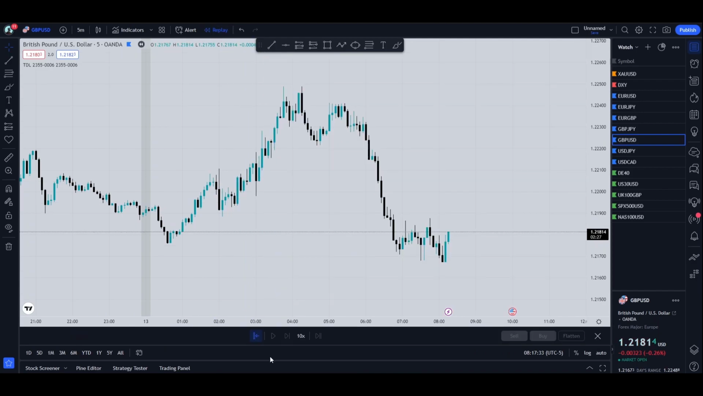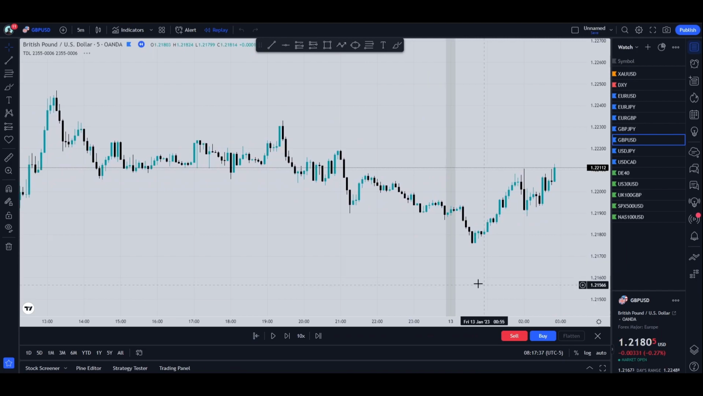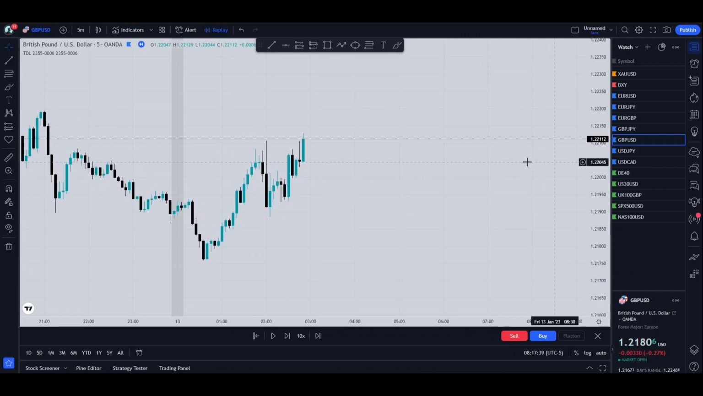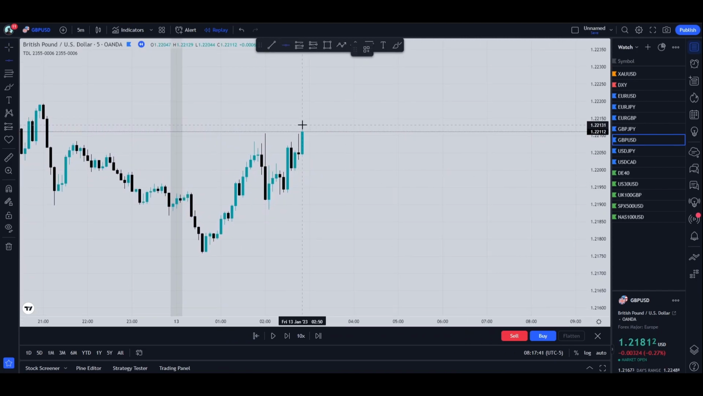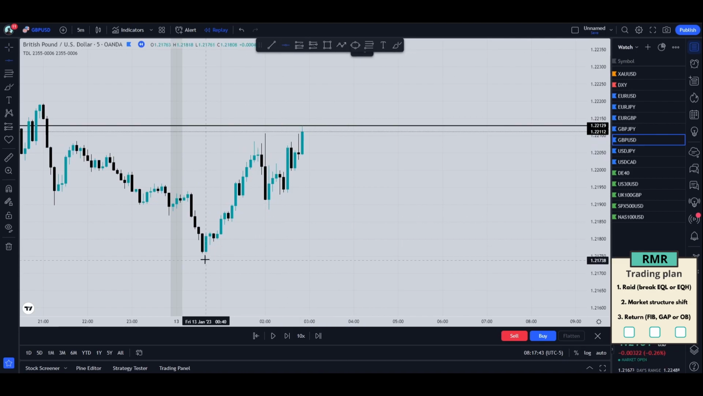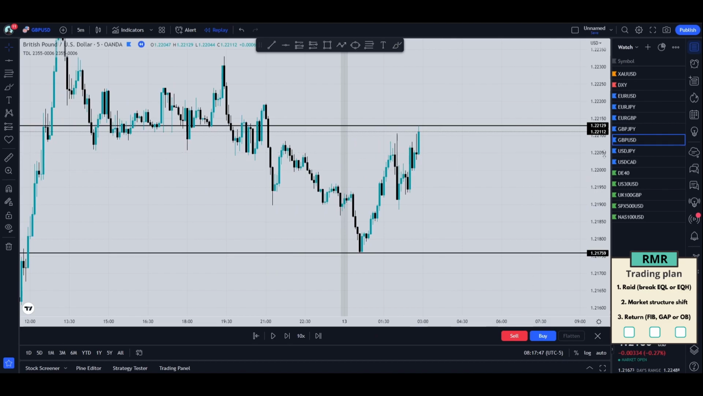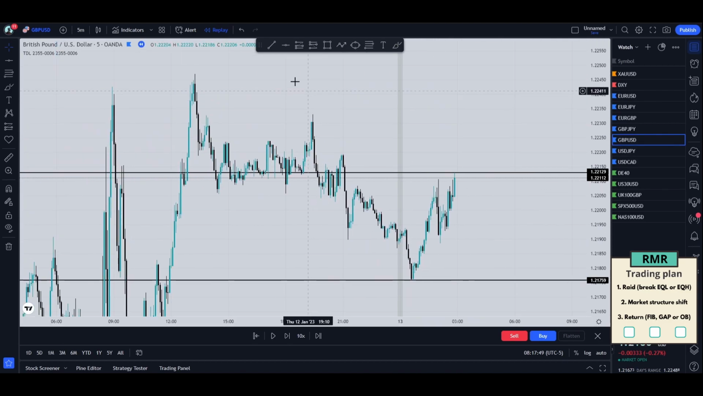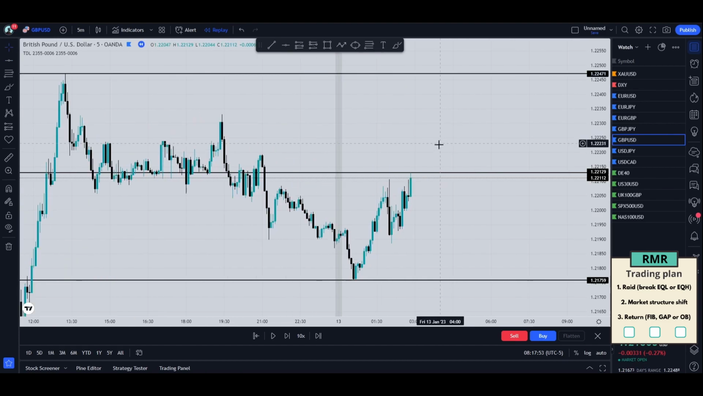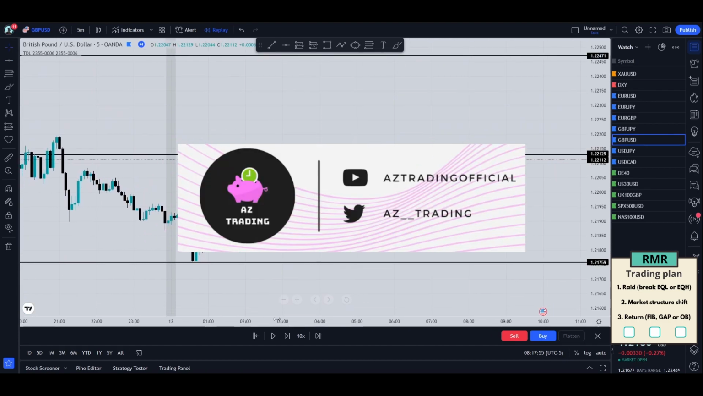First of all, I'll go back to when the London session opened at 3 o'clock New York time, and I drew the highs and the lows of today. And the trading plan I use for this trade is in the bottom right corner. It's called the RMR, where you look for a rate, then market structure shift, and a return. I'll explain it further in the video. This is inspired from ICT Trading on YouTube.